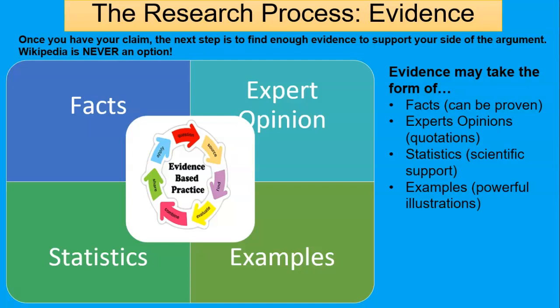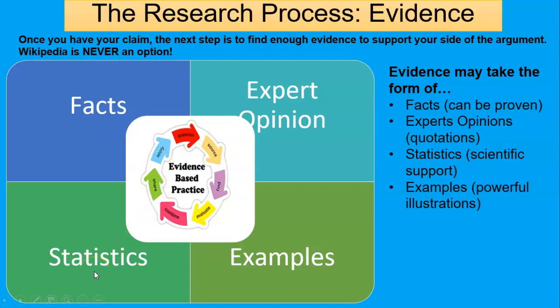The types of evidence that we're looking for are things like facts. These are things that can be proven. We're looking for expert opinions, and you can use quotations to quote an expert about whatever it is that you're talking about.